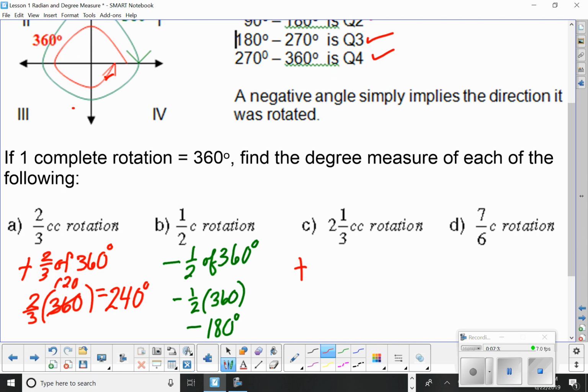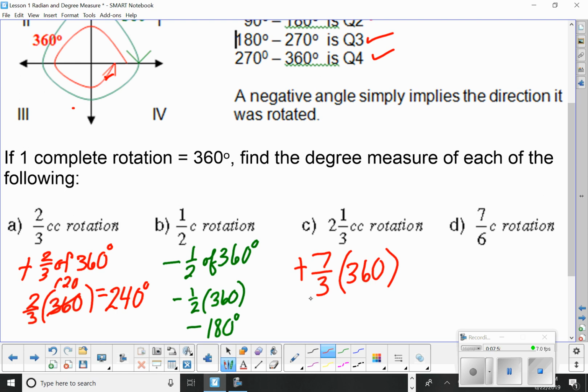2/3. Oh, you know what? I don't want to multiply something by 2/3. I want to make that an improper fraction. So 2 times 3 is 6, plus 1 is 7/3 of 360 degrees. Again, just change those proper fractions into improper, or those mixed numbers into improper fractions.